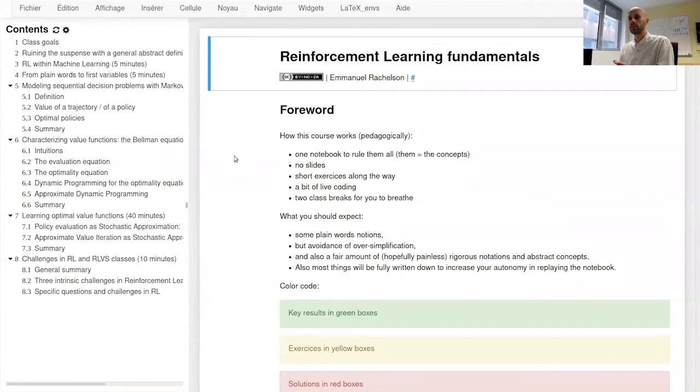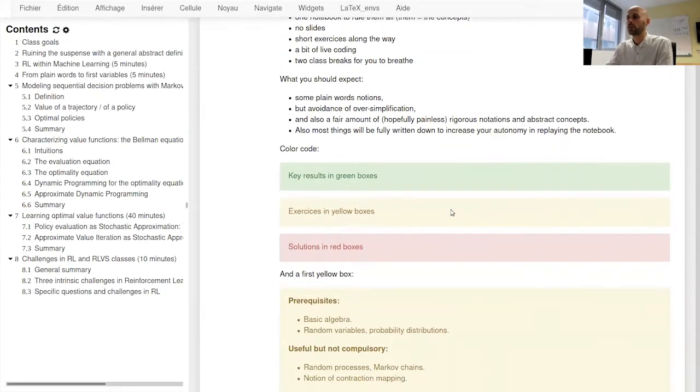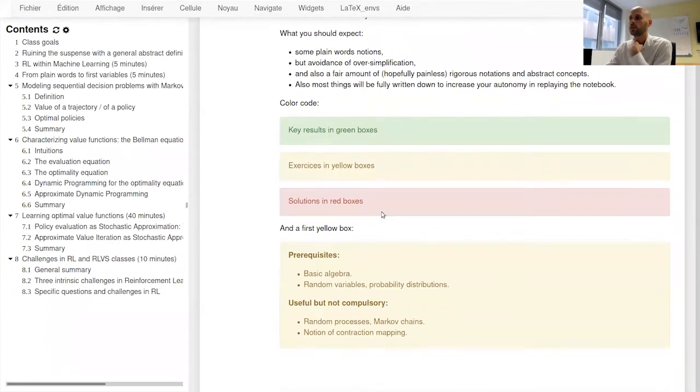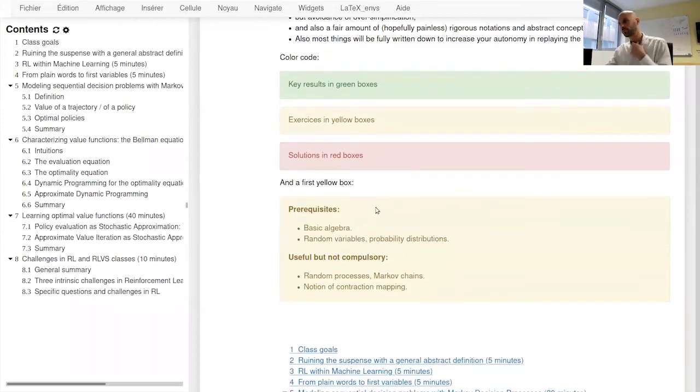Also, you will see that most things in the notebook will be fully written down. The reason is to increase your autonomy in replaying the notebook, in case you want to replay it at some point and you don't have a lecturer to take you through it. Throughout the notebook, key results are all in green boxes, exercises in yellow boxes, and solutions in red boxes. And here comes the first yellow box.